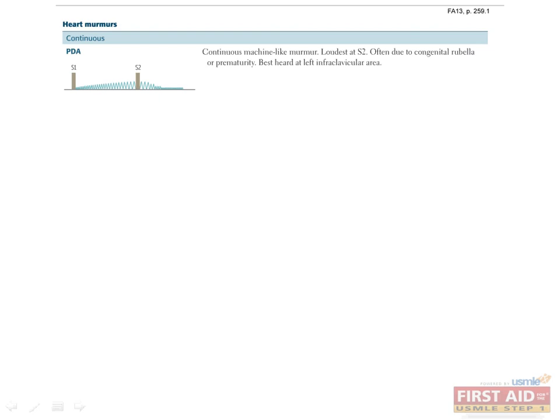The final murmur to talk about is a patent ductus arteriosus. When people say this murmur is machine-like, they aren't kidding. It really sounds like a washing machine or a dishwasher. Most importantly, it lasts all throughout the entire cycle, systole and diastole, which easily sets it apart from other murmurs.